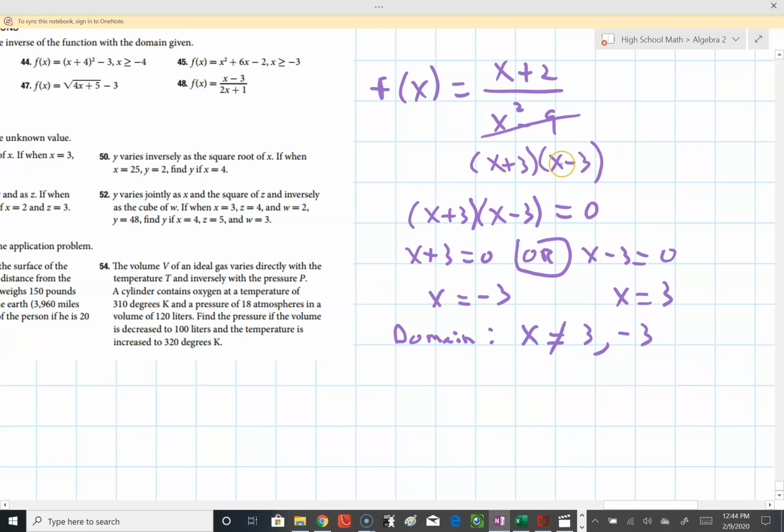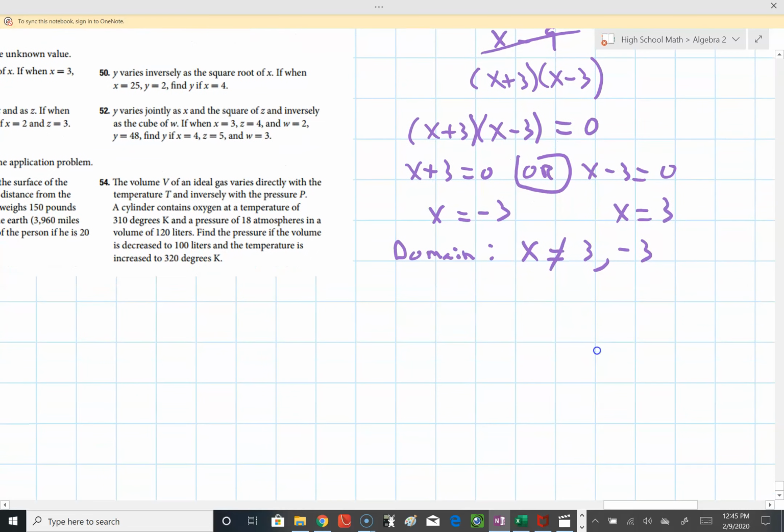The only time that zeros in the denominator won't be vertical asymptotes is if we had a like factor in the numerator. If this were an x plus 3, then that would cancel out that, eliminating this minus 3 as a vertical asymptote. But in this case, we will have vertical asymptotes at both those values. Vertical asymptotes will occur at that vertical line at x equal negative 3 and a vertical line at x equal 3.